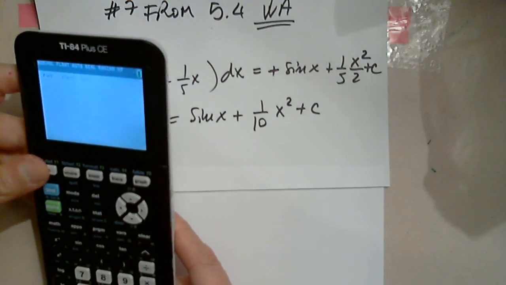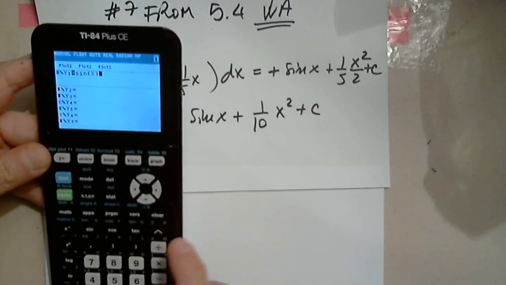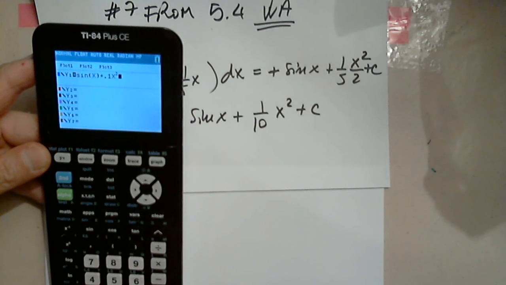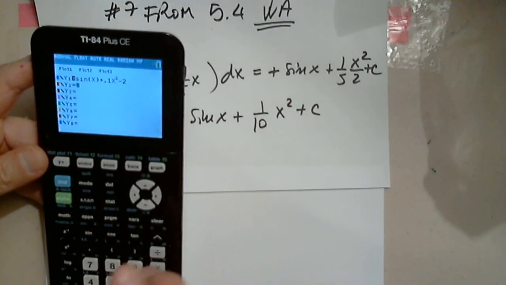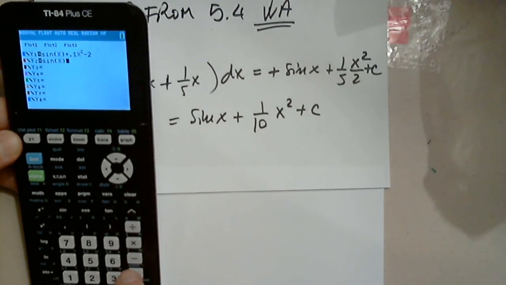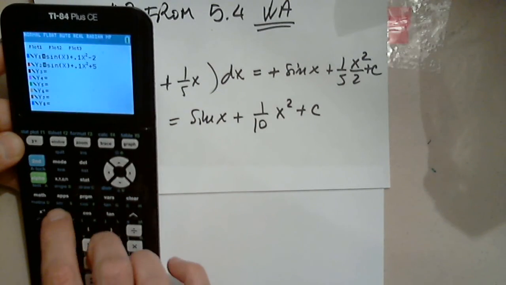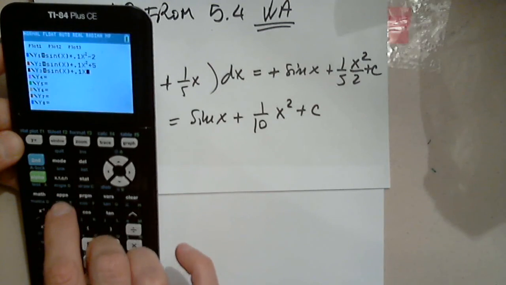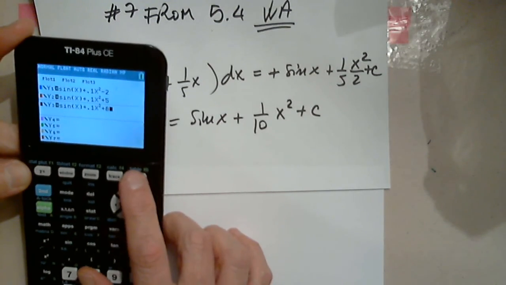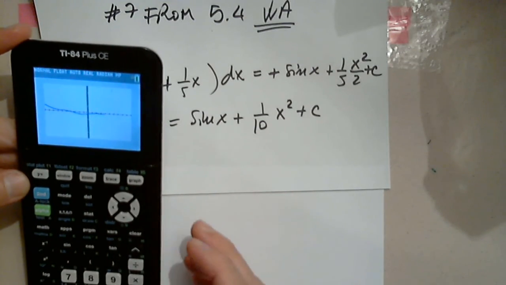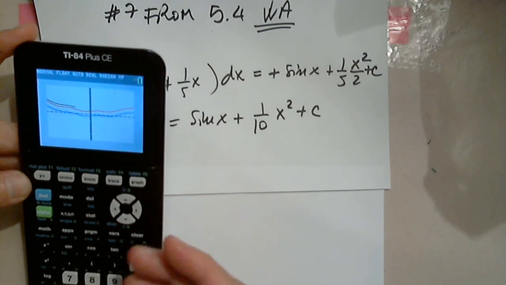So in y equals, clear whatever you have, and let's put this function with 3 or 4 different c values. So sine x plus, I'm going to write 0.1 x squared, and then I'm going to say minus 2. Okay, I'm going to create another function, sine x plus 0.1 x squared, and I'm going to put plus 4 or 5. Another one, sine x plus 0.1 x squared, and let's say plus 8. And I'm just going to graph these. I wanted to change the viewing window, but it gives me 3 graphs.